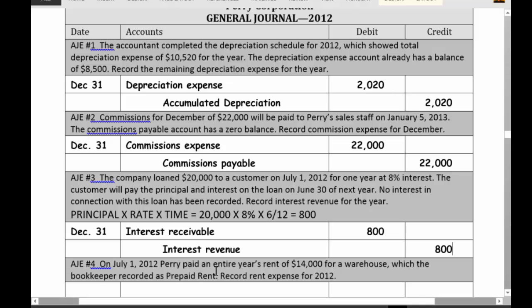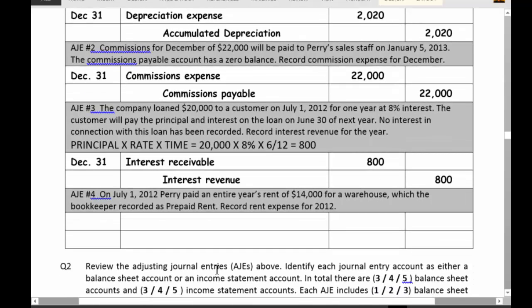Next, Perry paid an entire year's rent, $14,000, for a warehouse, which the bookkeeper recorded as prepaid rent. Did this on July 1st. Record rent expense for the year. What is rent expense for the year? How much is it? How much? 14,000.